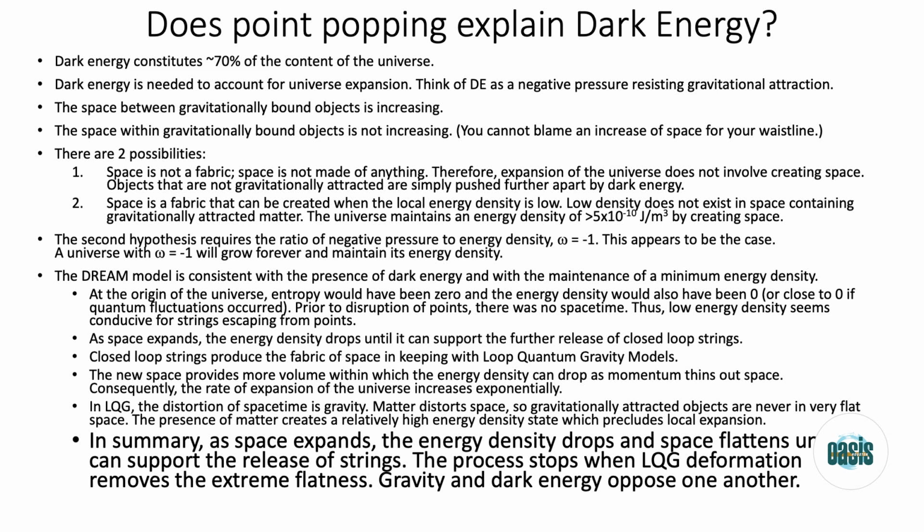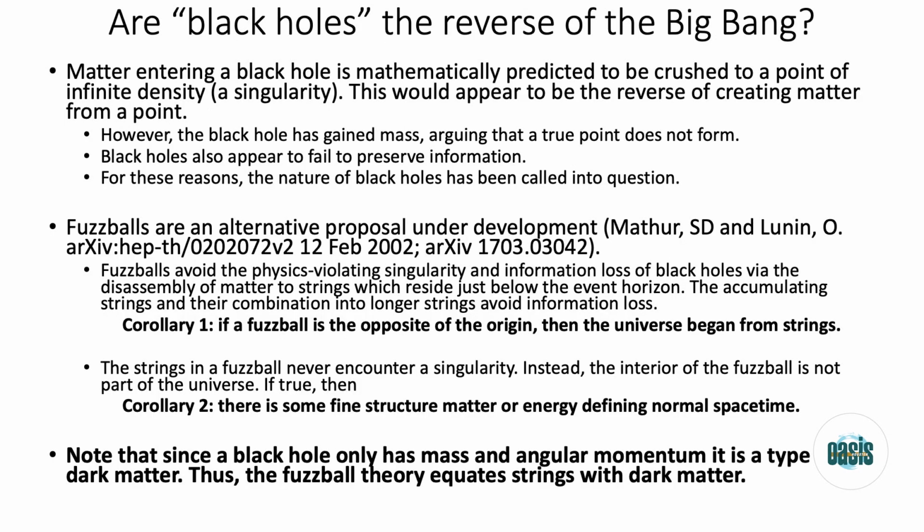In loop quantum gravity, the distortion of space-time is gravity. Matter distorts space, so gravitationally attracted objects are never in very flat space. The presence of the matter creates a relatively high energy density state, which precludes these local expansions. So in summary, as space expands, the energy density drops, and space flattens until it can support the release of strings. The process stops when loop quantum gravity deformation removes the extreme flatness. Gravity and dark energy oppose one another.